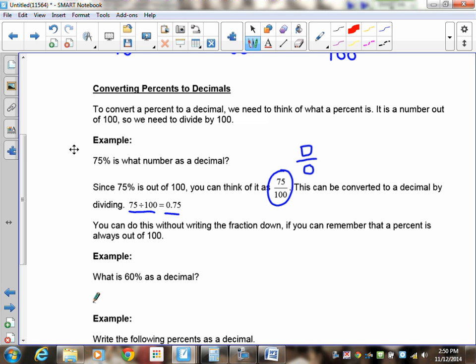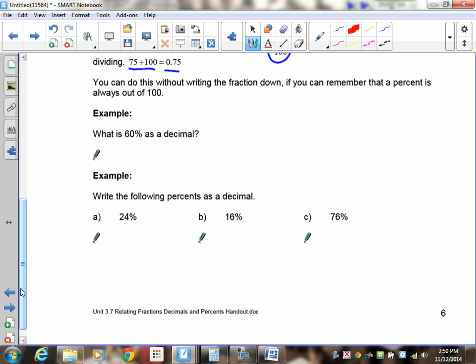So what is 60% as a decimal? Well, let's take a look. 60% is 60 divided by 100, 0.6. That's all you have to write down, what you did and what you got. Okay, there are 3 examples there. I want you to write the following percents as a decimal. Pause the recording, and when you're done, restart it.